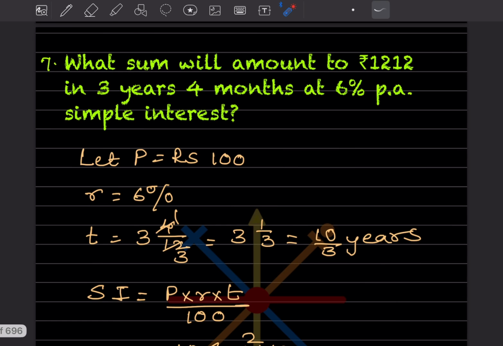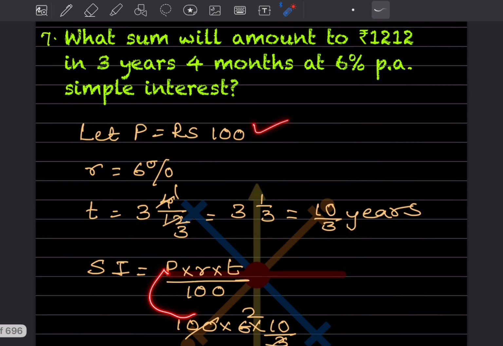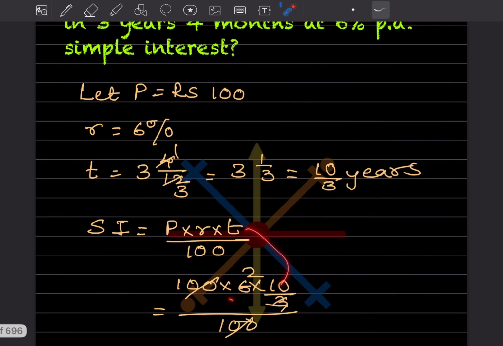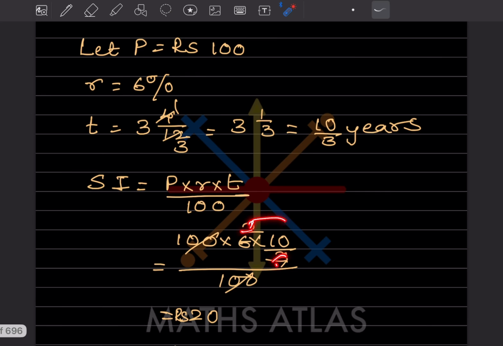Now we'll see the simple interest formula, that is P into R into T by 100. So we have assumed P as 100. R is 6 given, T is given as 10 by 3, divided by 100. So this gets cancelled out. 3 ones are, 3 twos are, so this is going to be 20.